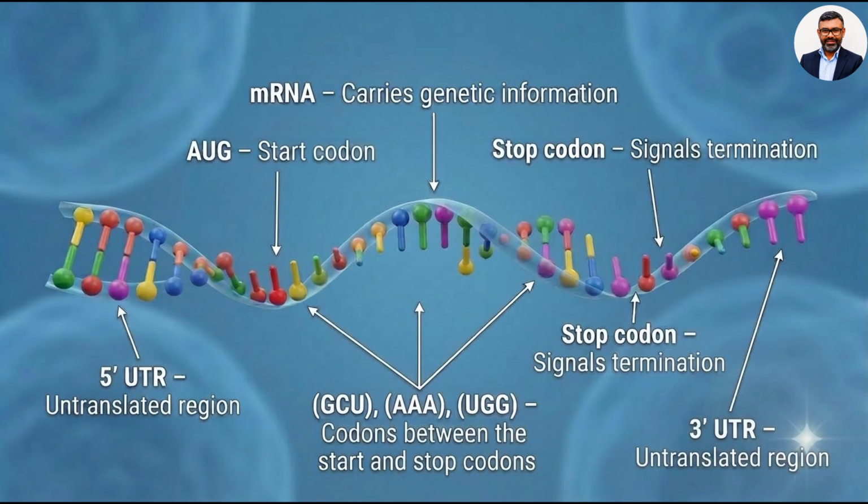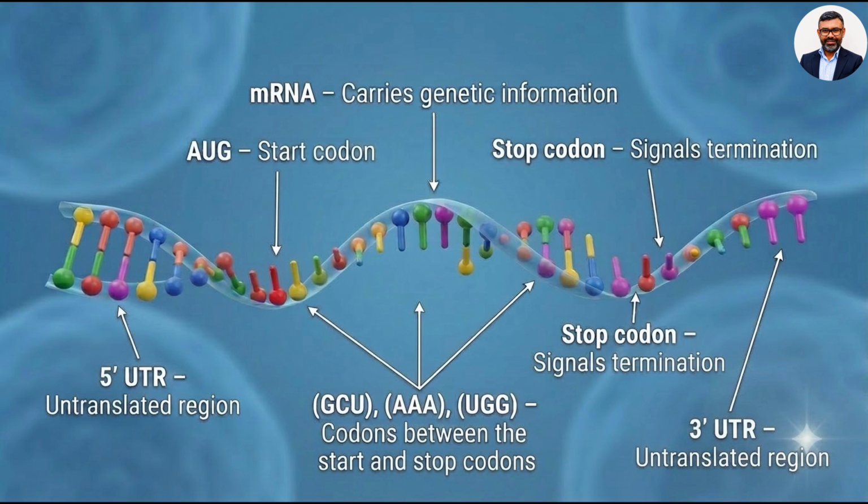At both ends of the mRNA, there are untranslated regions, or UTRs. These are the 5' UTR and the 3' UTR. Although these regions are not translated into protein, they help in the efficient regulation and initiation of translation.